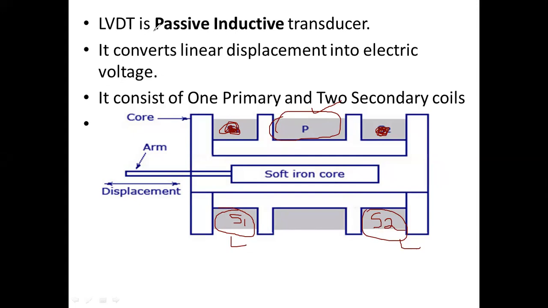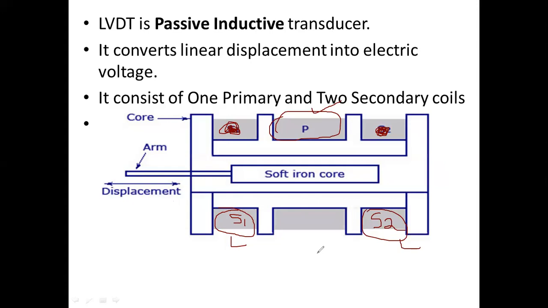LVDT is a passive inductive transducer. Does a passive transducer need a supply or not? Active needs electrical supply. Passive. Look, one person says passive, another says active. Passive, sir. For the passive transducer, an external electrical source is required. For the active transducer, there is no need of any external energy. So it is a passive transducer. We have to use the supply here.